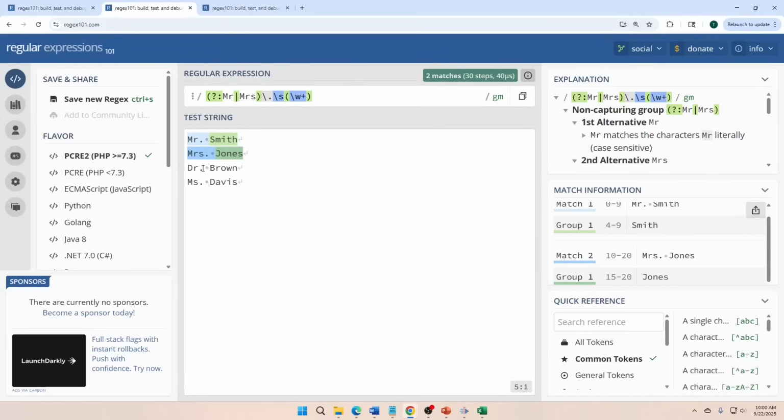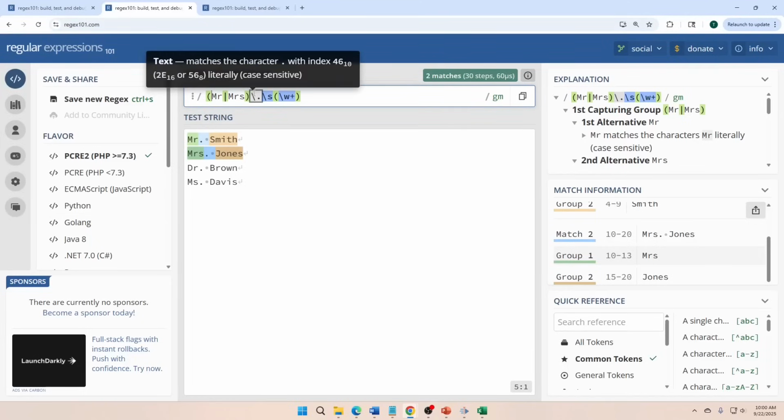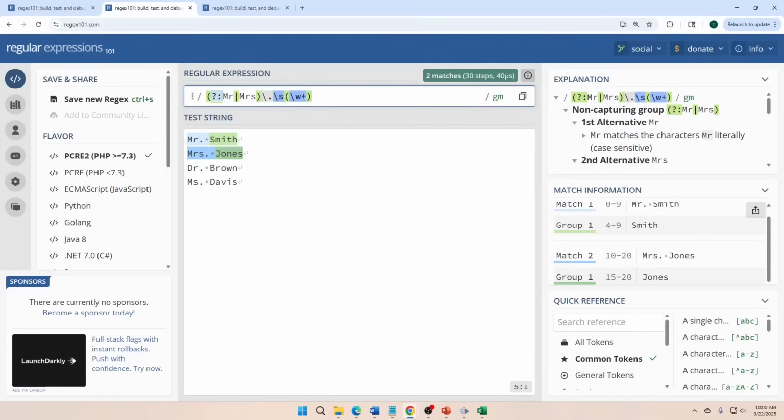We notice it skips Dr. Brown and Ms. Davis because they are not part of the pattern here. If we had taken out this question mark and colon, we would get a new group. We'd get Mr. as group 1, Mrs. as group 1, and the last names Smith and Jones would be in the second group, but we didn't do that. So that again is what the non-capturing question mark colon is doing for us. Non-capturing groups help us organize our pattern without cluttering our captures.